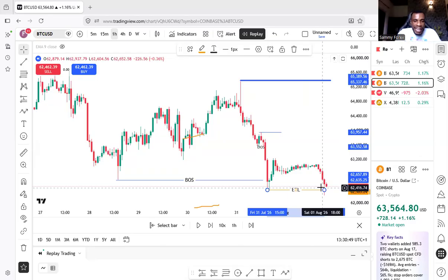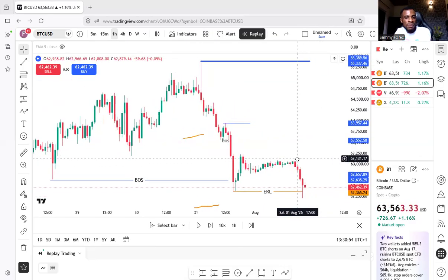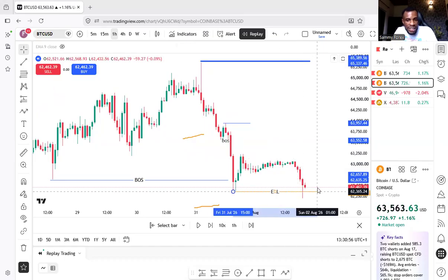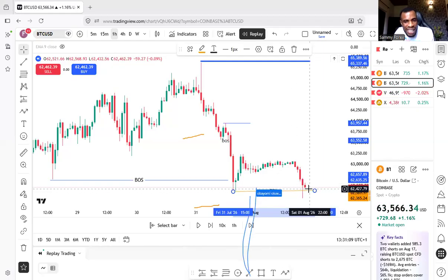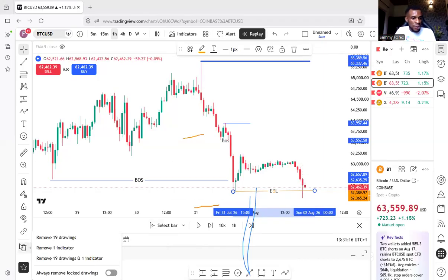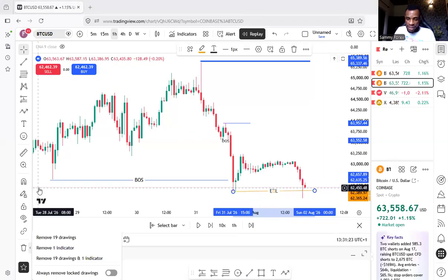So for you to buy with an external range liquidity sweep, there must be a change of character. For you to know that this external range liquidity sweep will hold, there must be a change of character. There must be an impulsive move. There must be an order block. There must be a fair value gap. For you to confirm that the market will go up from this external range liquidity sweep.